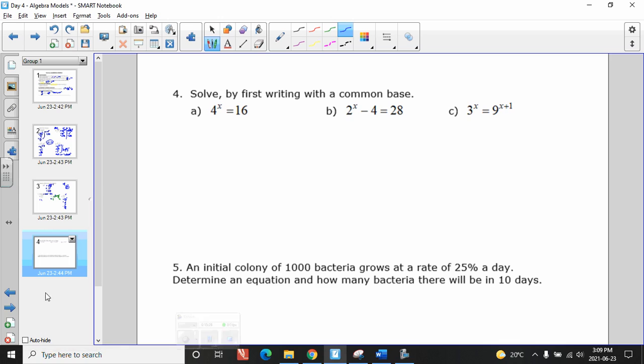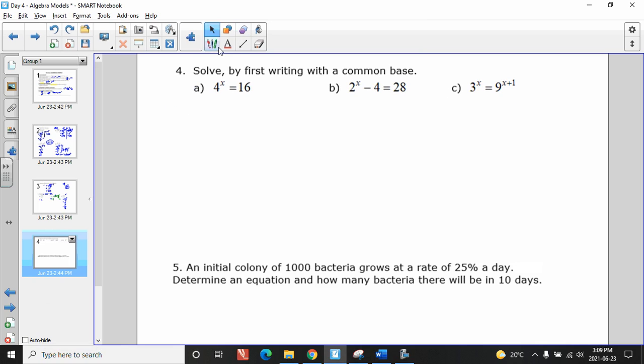Alrighty. Well, last two questions with these algebraic models. Number 4 says solve by first writing with a common base. Solve by first writing with a common base. So it's like a change of base strategy. What that means is that on the left side of the equation, I want to see a power with a base. And on the right side of the equation, I want to see a power with the same base.